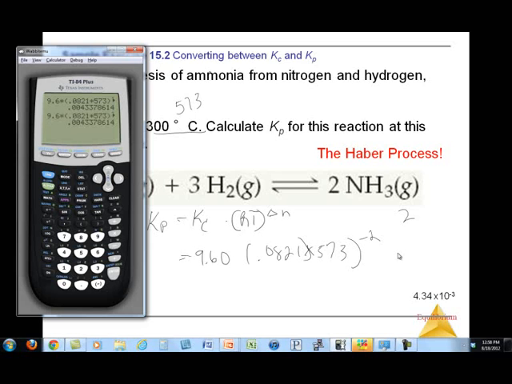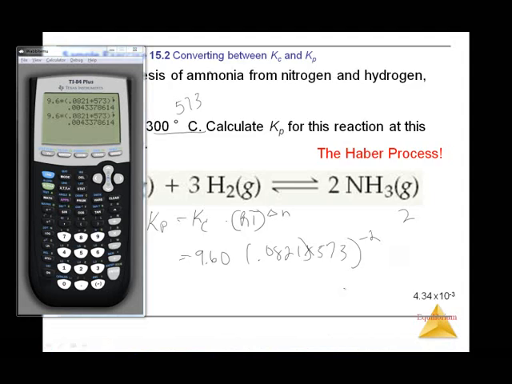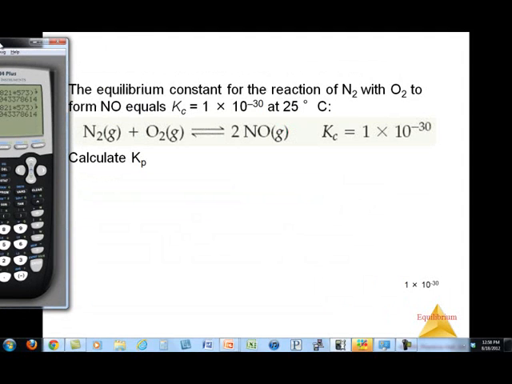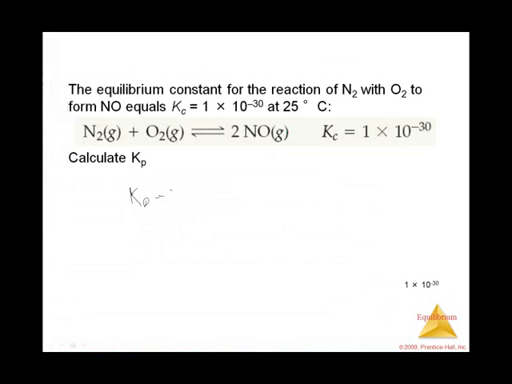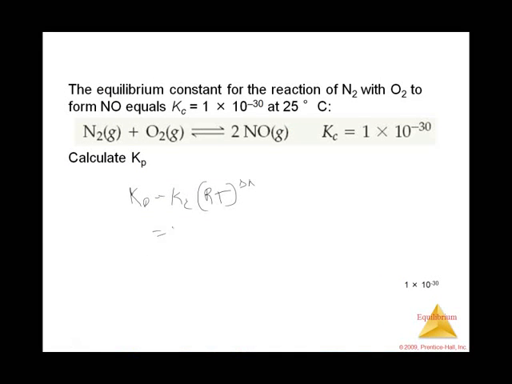Let's take a look at another. Alright, so here we wanted equilibrium expression in this equation is 1 times 10 to the minus 30. We want to calculate Kp. So again, Kp is equal to Kc times RT to the power of the change in n. And my Kp is going to be 1 times 10 to the minus 30 times R, which is 0.0821, times T, which is going to be 25C, is 298.